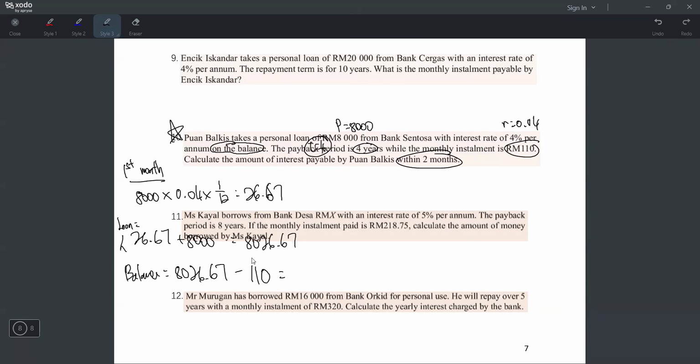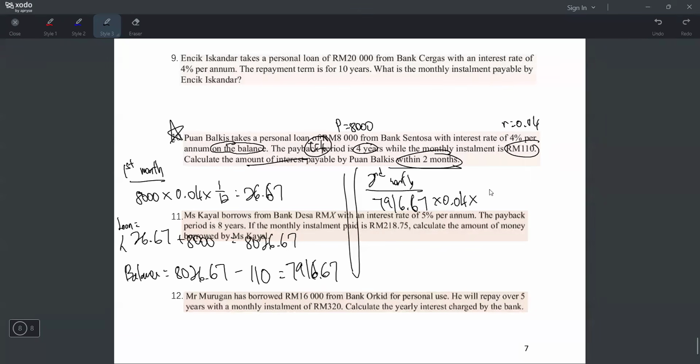All right, I got 7916.67. But the soalan wants you to find the amount of interest within 2 months, right? So for the second month, you also do the PRT formula first, but the balance is 7916.67. It's no longer 8,000 already. Then times 0.04 and times 1/12 also, because it's only calculated for that 1 month.